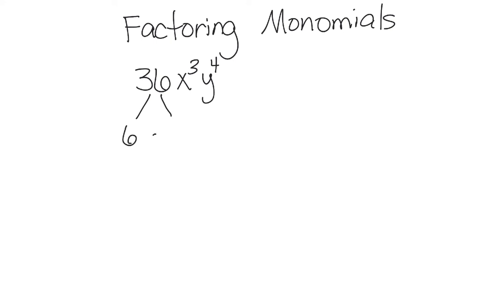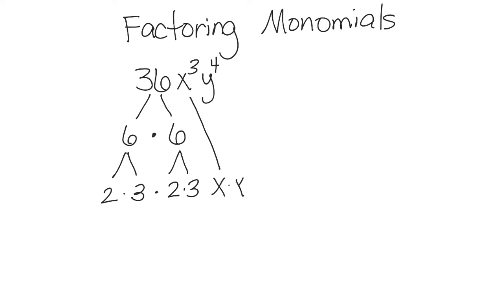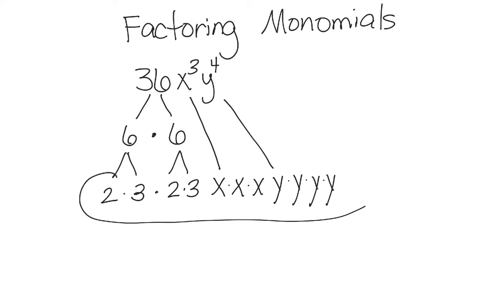So I'm going to use 6 times 6, and I know that 6 will break down into 2 times 3, and I break down the other 6 to 2 times 3. 2 and 3 are both prime numbers because they are only divisible by 1 and itself. So then I factor x cubed to x times x times x, and I factor y to the fourth to y times y times y times y. Then this step here is what we call our product of primes.